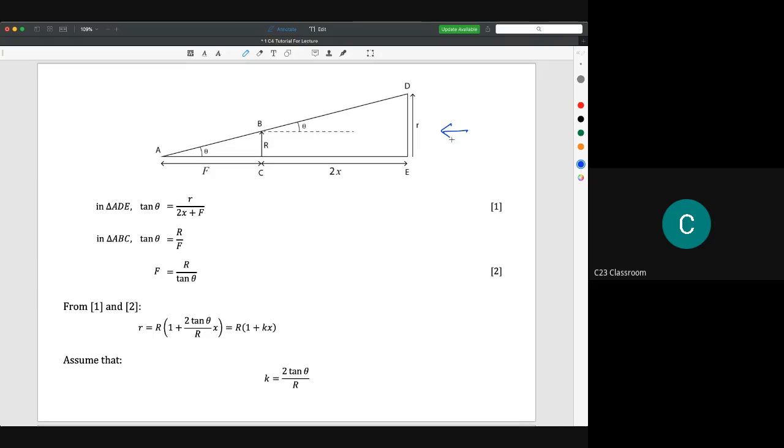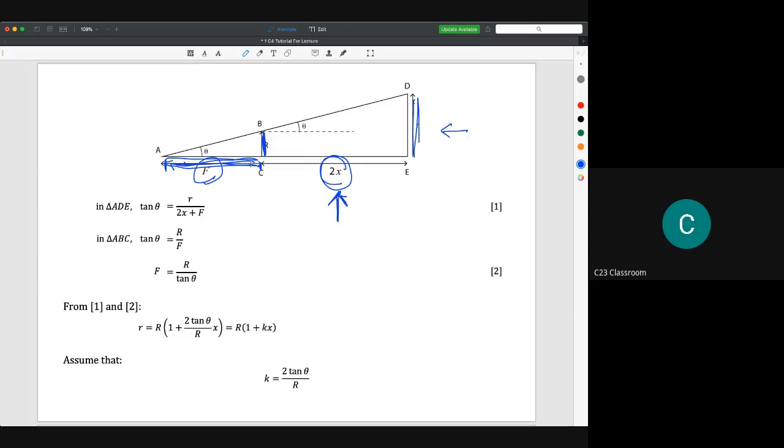So then we could say that for triangle ADE, the bigger triangle, tangent theta is equal to r divided by 2x plus f. Let's say this is just the distance here. Because we want the angle for 2x, this condition is used because the question asks us to find it. So let's say this is 2x, plus f, and then tangent theta here is r divided by f.